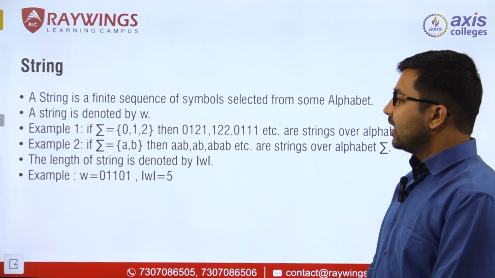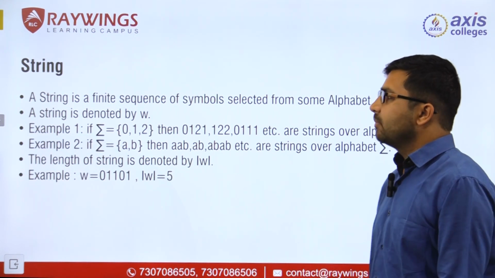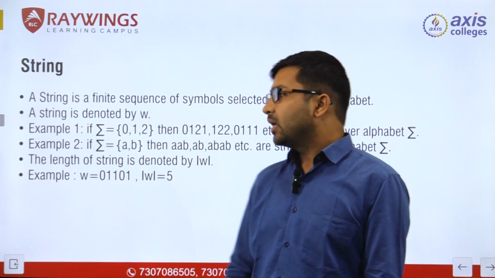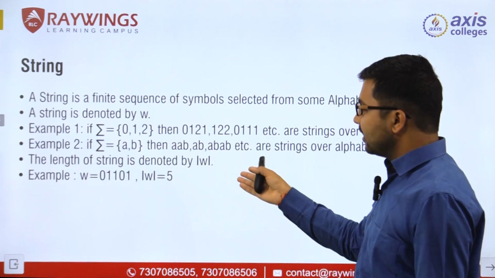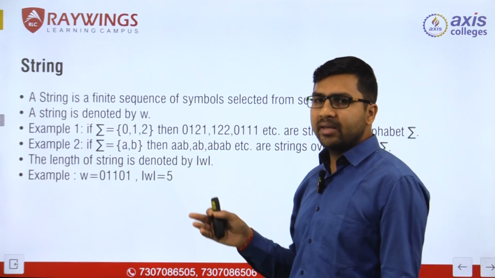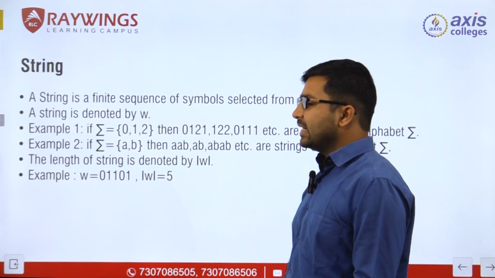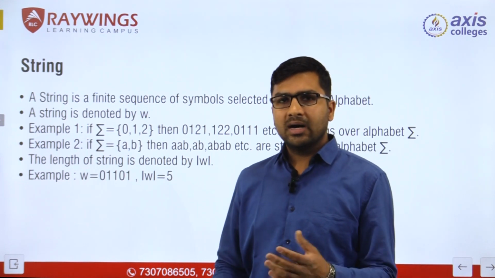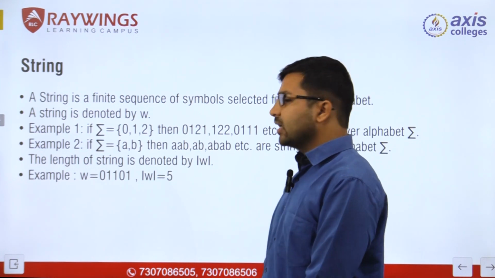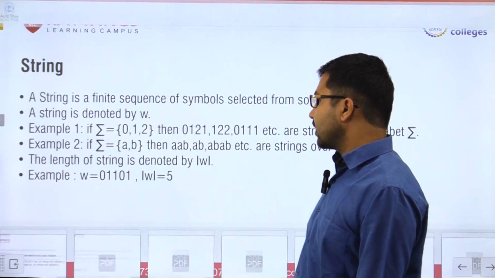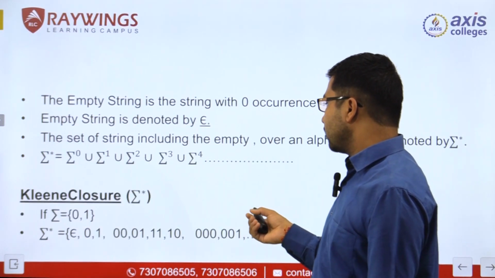So in the next slide I am talking about strings. A string is a finite sequence of symbols selected from some alphabet. Strings are denoted by w. In the example where I have taken sigma equal to {a, b}, the strings are a, b, aa, ab, aaa, bb, and so on. Any combination of a and b is formed as a string. The length of a string is denoted by mod of w, and here the length of w is equal to 5.